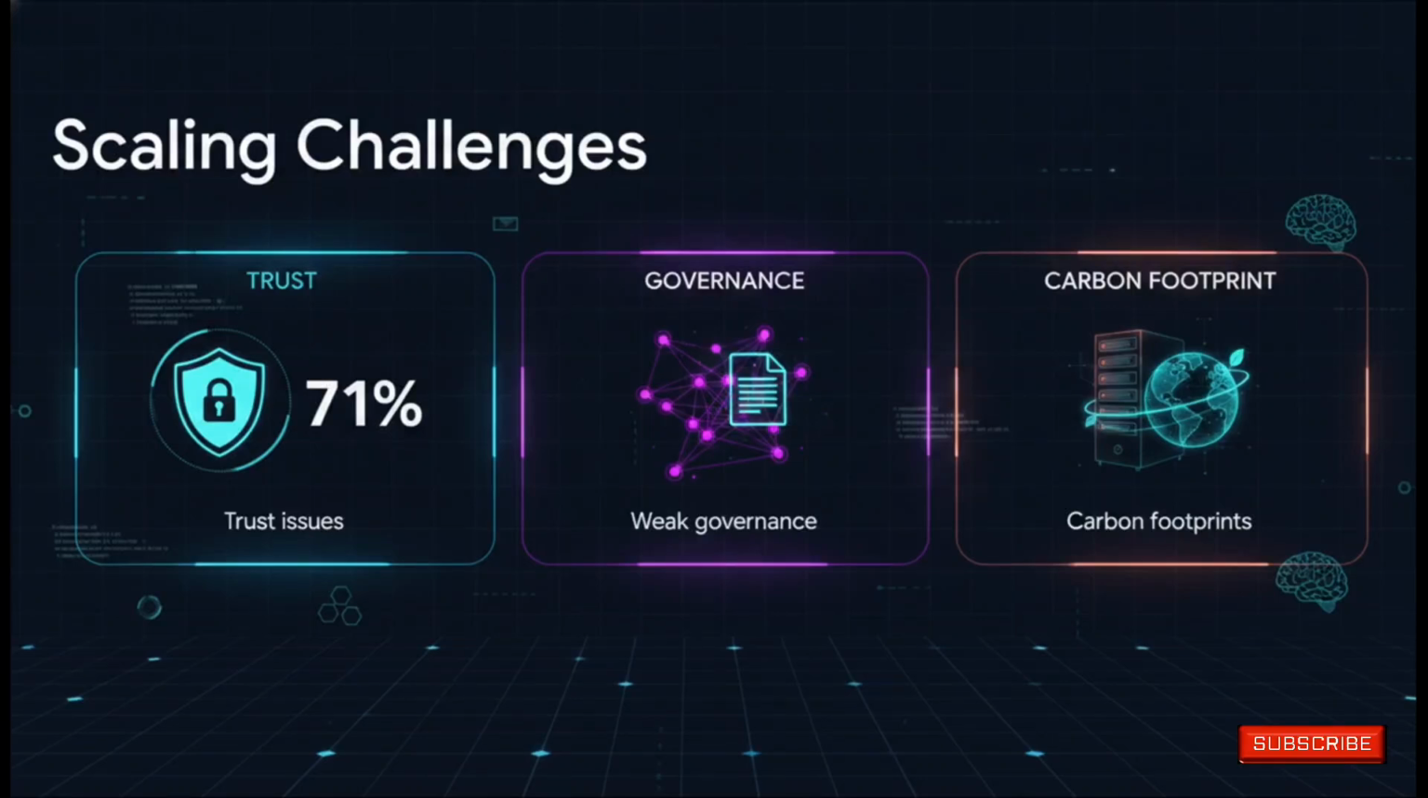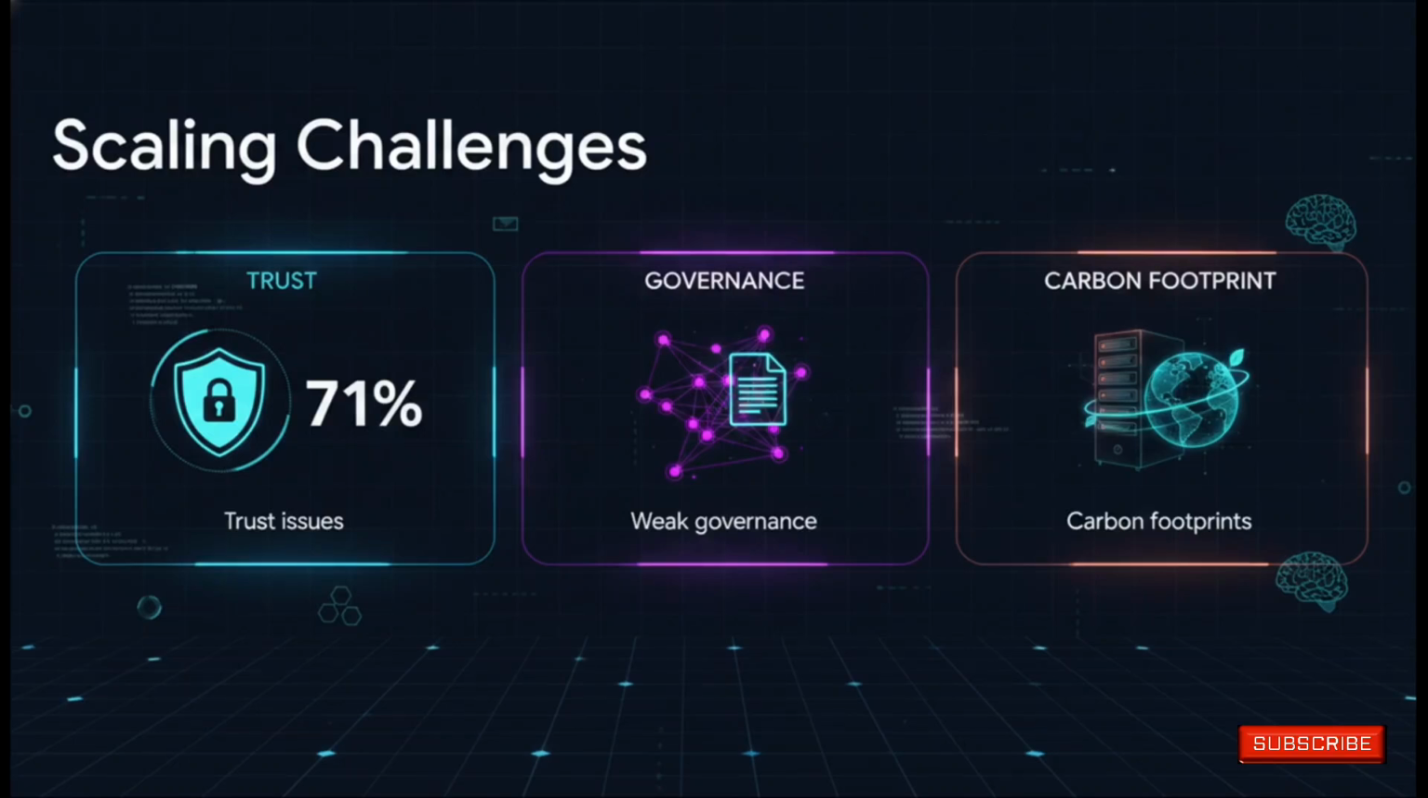However, with great power comes incredible engineering and operational challenges. Deploying agents at scale isn't just a coding problem, right? 71% of organizations still lack trust in autonomous AI systems. Less than half have established proper governance policies, and there's a worryingly large carbon footprint tied to the massive energy demands of running these foundational models.